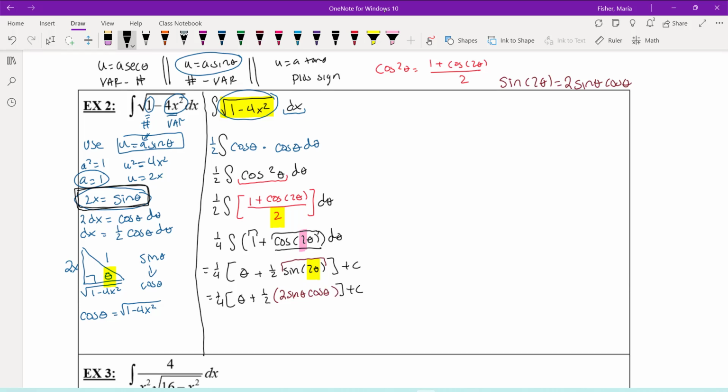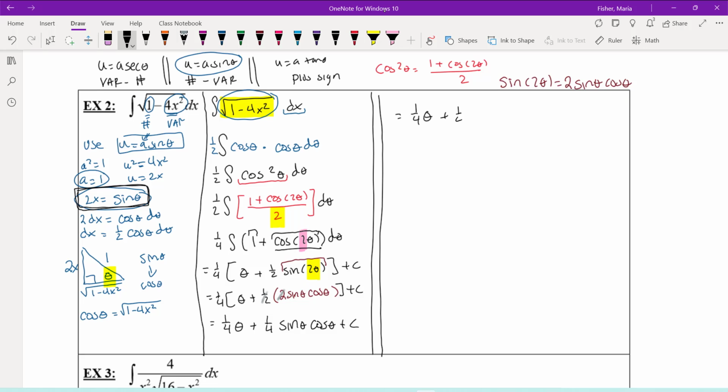Now I'm going to distribute. Notice that this 1/2 and this 2 will cancel right there. If I distribute, I have 1/4 theta plus 1/4 sine of theta cosine of theta plus c. Moving us over here to the right-hand side, the last and final step is going to be to get out of thetas and go back into x's. Well, sine of theta is pretty easy to do from the triangle, so is cosine of theta. The question is, how do I find theta? Well, to find theta, you go back to your original sub.